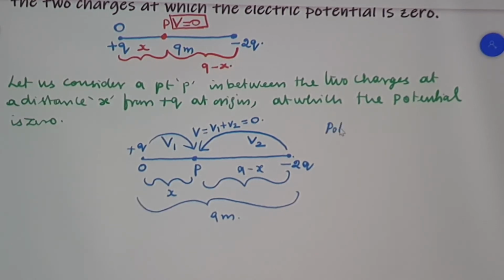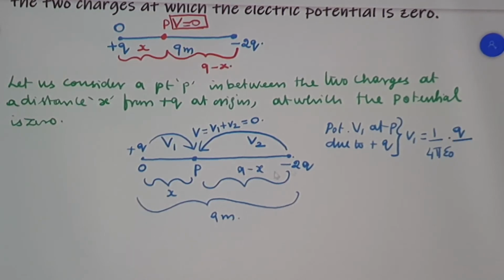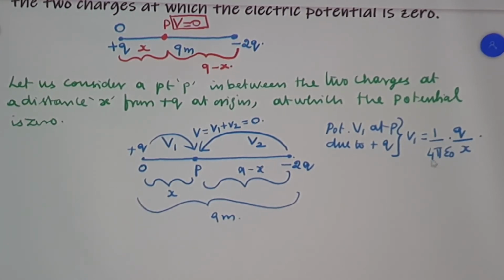Potential V1 at P due to plus Q. So what is the potential at P due to Q plus Q1? It is 1 divided by 4 pi epsilon 0 into Q divided by this distance, that is x. Similarly, let us consider the second one.